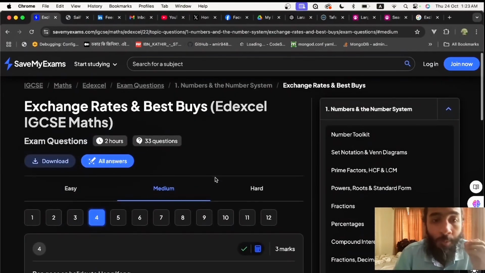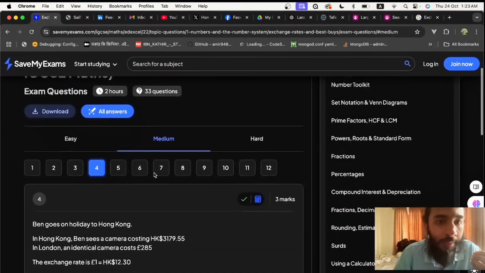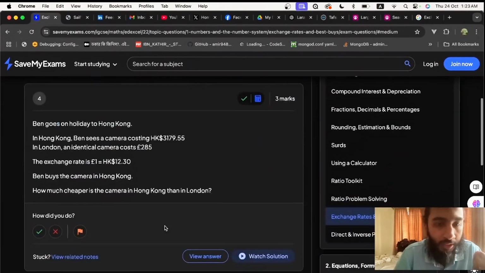Now I'll focus on problem number 4 of the medium category of the topic exchange rates and Best Buys. This problem, like the previous one, is a mixture of both exchange rate and Best Buys concepts. So let's read the problem.